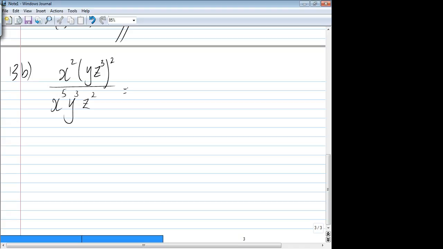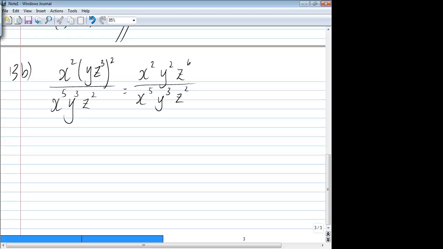Using our laws of indices, we can expand this region because there's a square here. So I'll just copy everything else down. X squared times y squared. The square goes into y, and the square goes into z cubed. So 3 times 2 gives me 6. So z power 6 over x power 5, y power 3, z power 2.